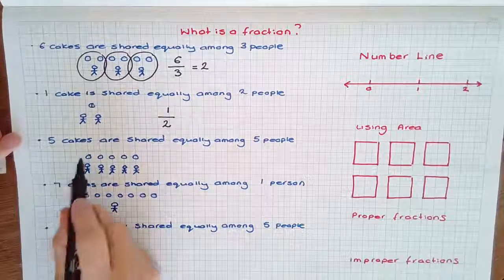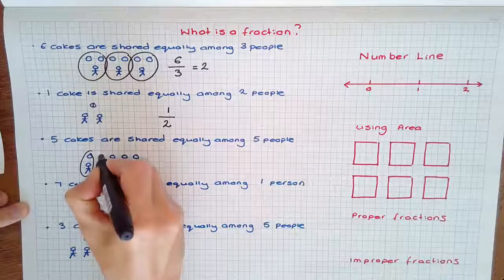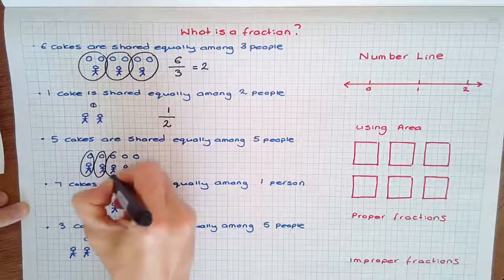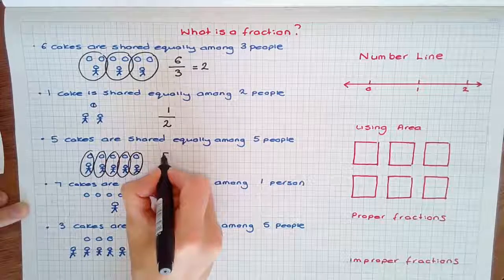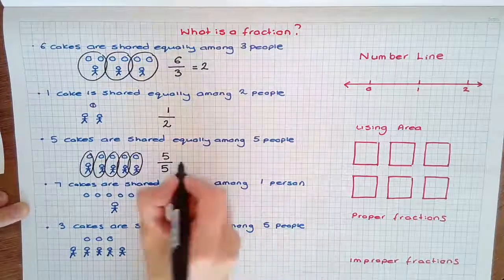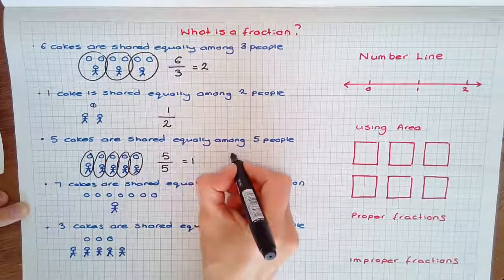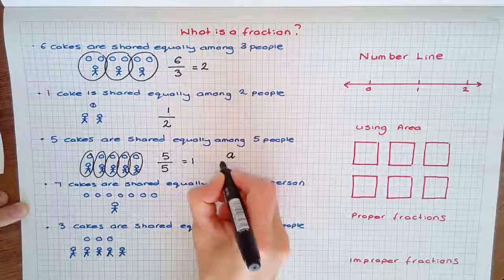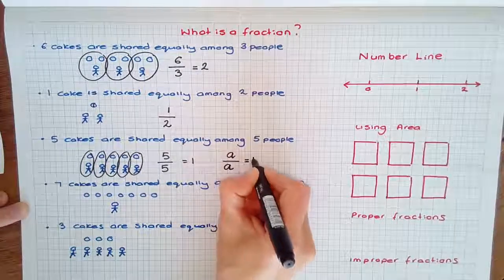Now suppose 5 cakes are shared equally among 5 people. Each would get 1. That is, 5 cakes are shared equally among 5 people. Each would get 1. And in fact, we can generalize to say any number of cakes, A, shared among the same number of people, they'll all get 1.